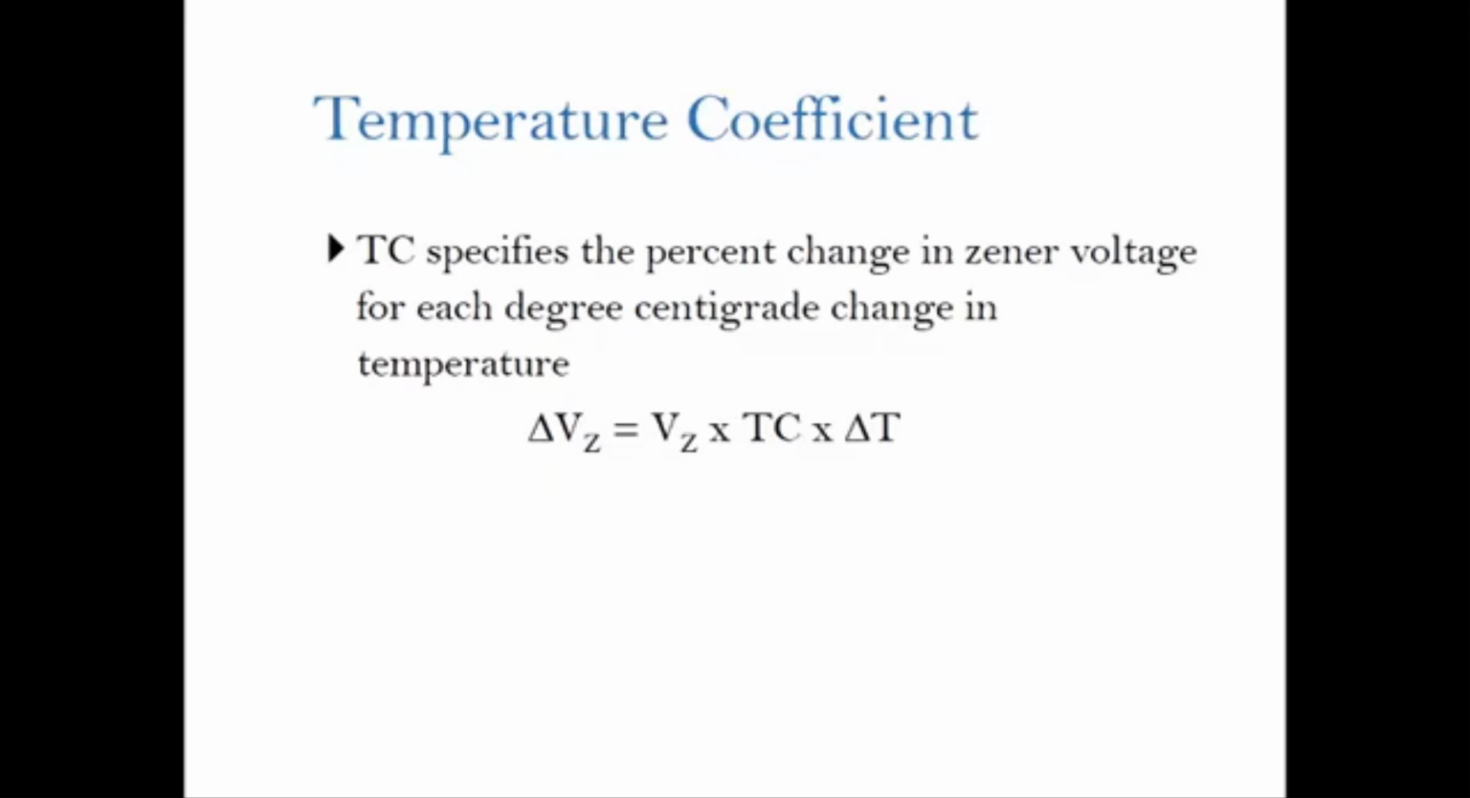When we have the TC, we can get how much the Zener voltage changes. So delta Vz is the change of the Zener voltage. Vz is the Zener voltage at the reference point.